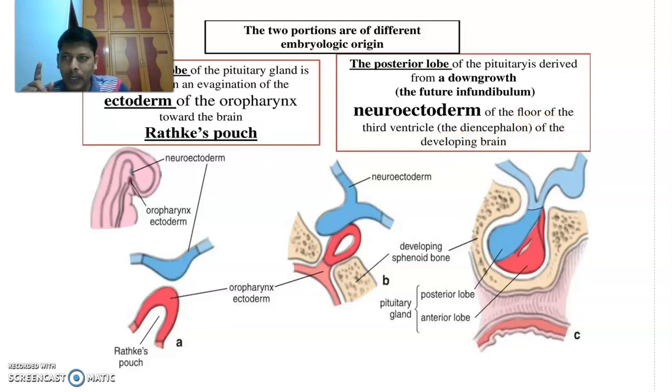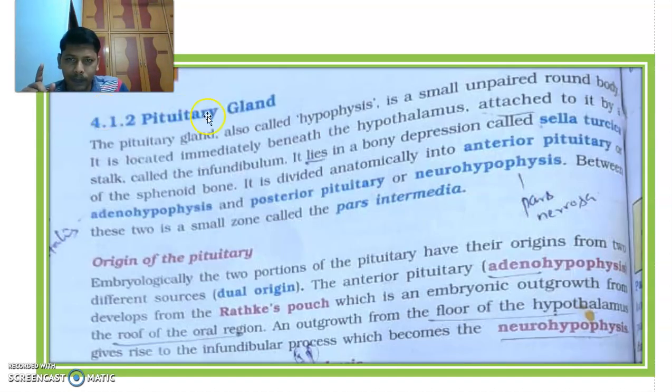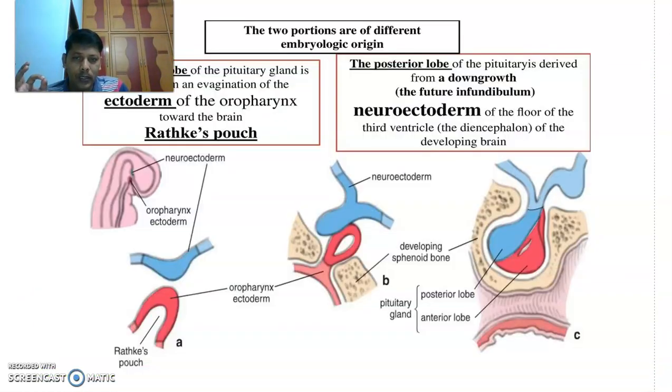What is given in our textbook? Let us see that. Origin of pituitary. Embryologically, the two portions of the pituitary have their origins from two different sources. That's why it has dual origin, not single origin. The anterior pituitary, the adenohypophysis, develops from the Rathke's pouch. The anterior part develops as the anterior lobe.